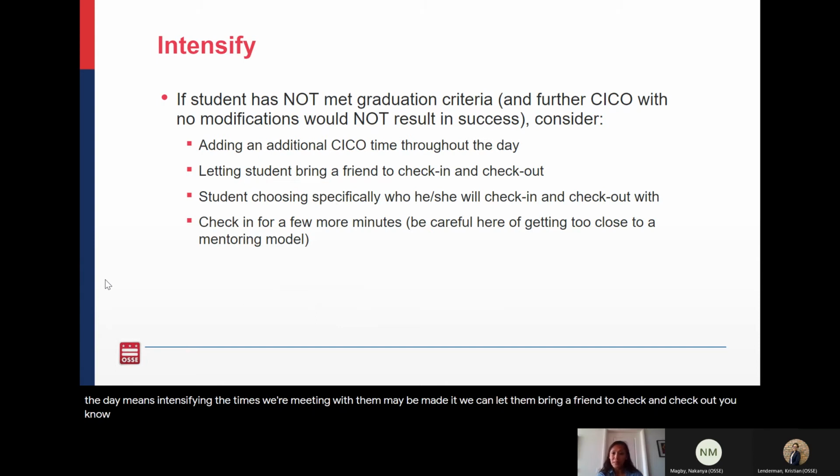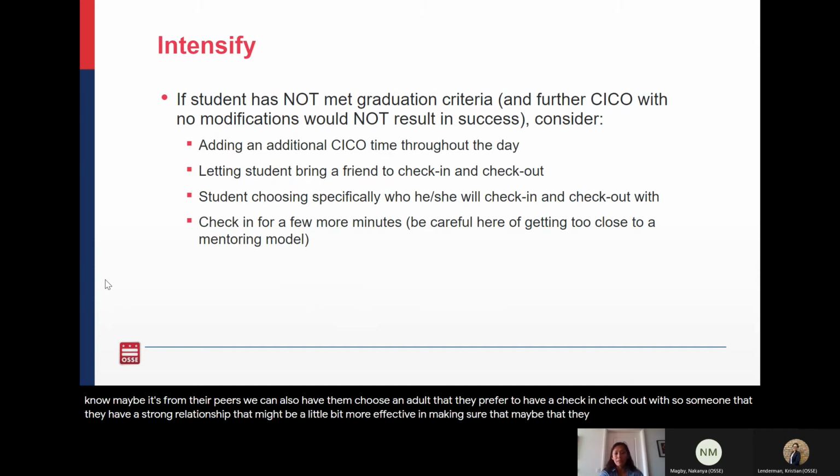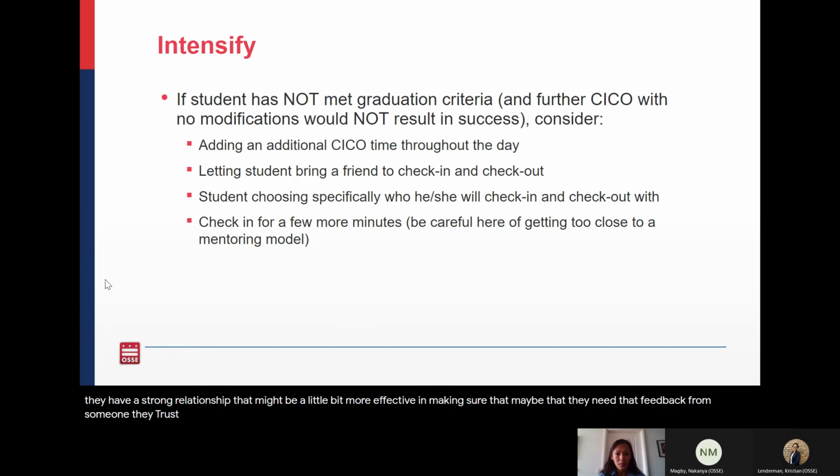You know, maybe that helps them get some extra support from their peers. We can also have them choose an adult that they prefer to have a check in, check out with. So someone that they have a strong relationship with might be a little bit more effective, because maybe they need that feedback from someone they trust.